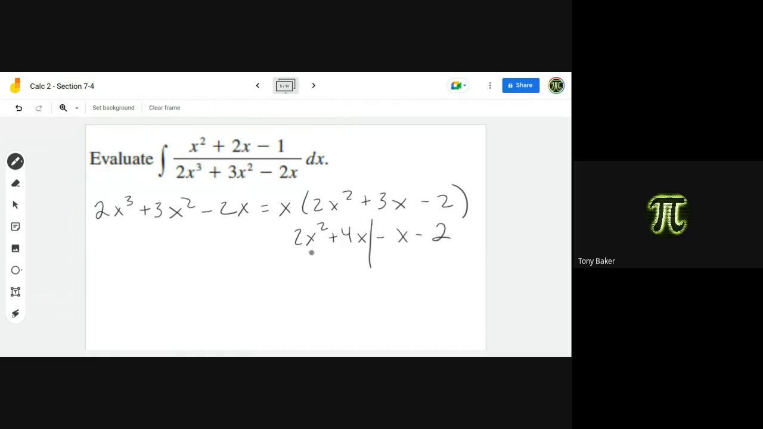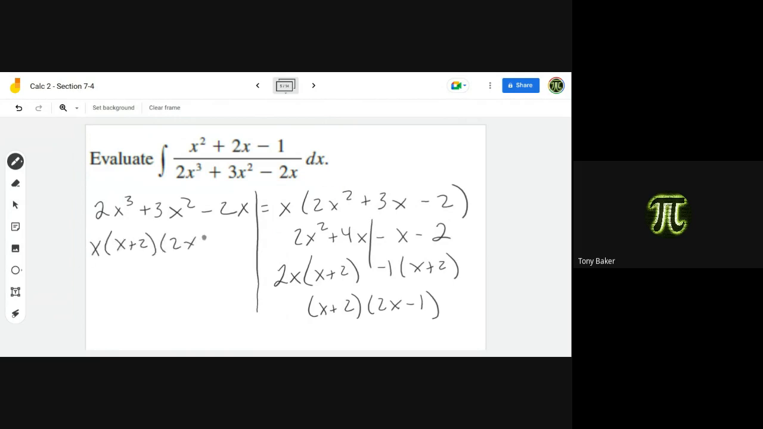So I split it down the middle. This side I can take out a 2 and an x, and I'm left with x plus 2. This side I can take out a -1, and I'm left with x plus 2. I can now take out the x plus 2, and I factor in my bottom. So we split up the 3 and the 4. That factors to x times x plus 2 times 2x minus 1.